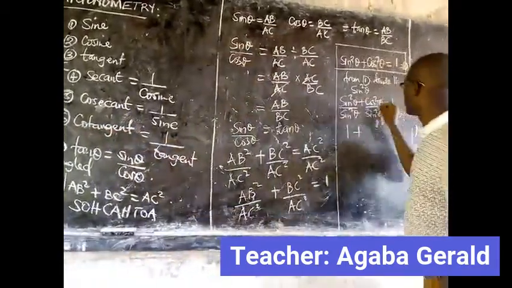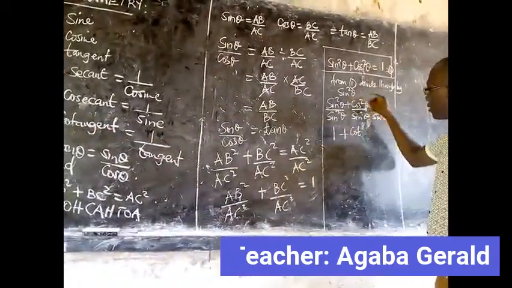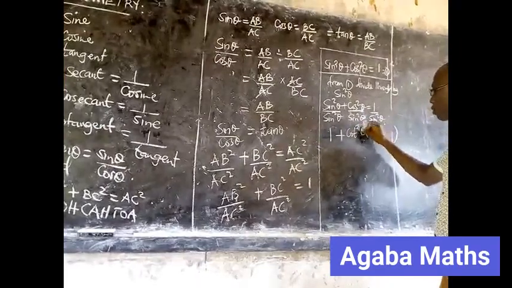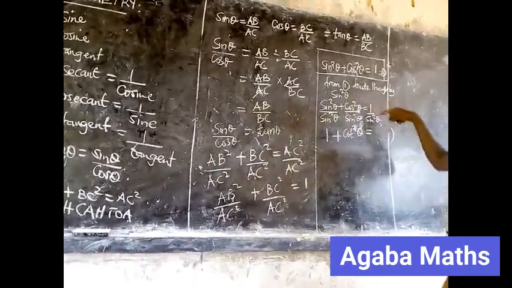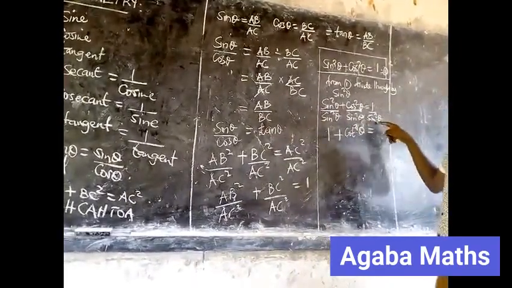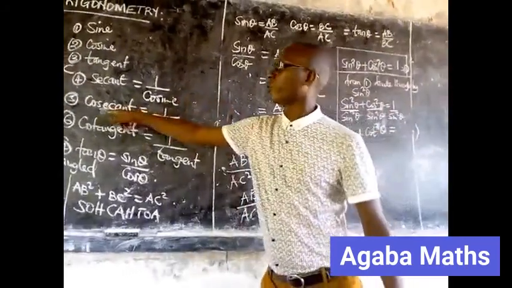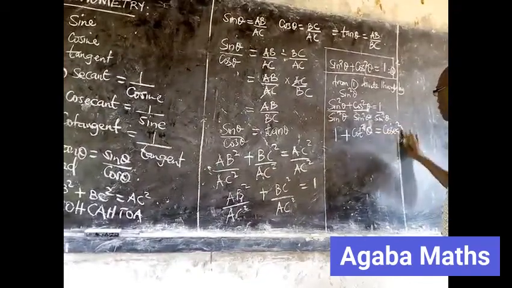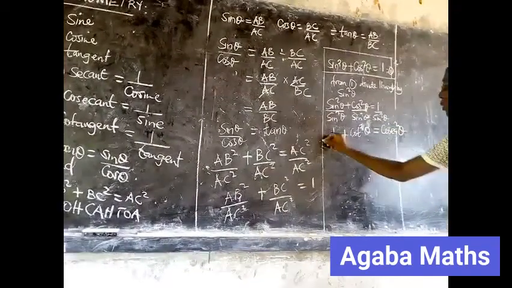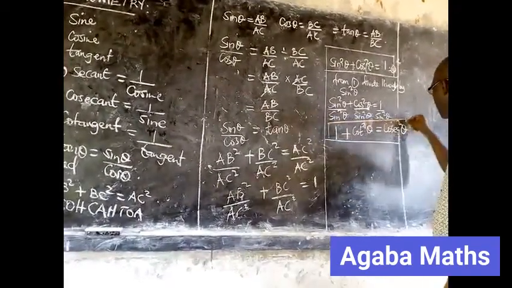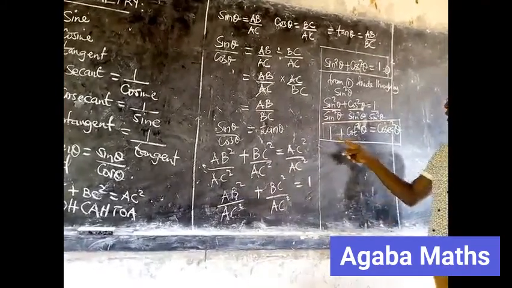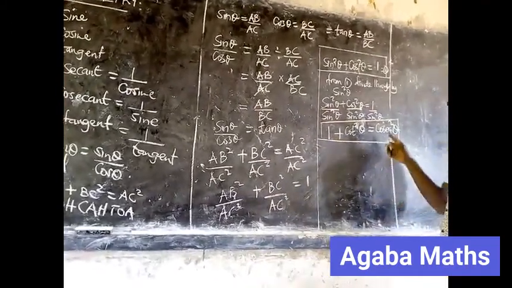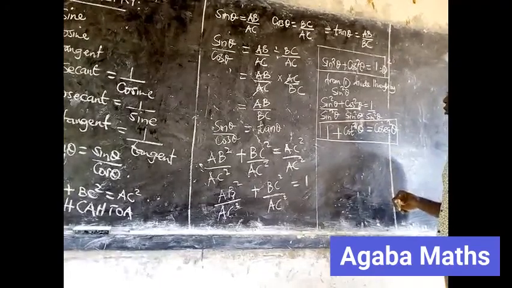So meaning that this will be cot, but this is squared, so we shall have cot squared theta is equal to 1 out of the sine squared. 1 out of the sine, we said, is the cosec, meaning that this will be cosec squared theta. So this will be the second identity. The second identity is 1 plus cot squared theta is equal to cosec squared theta.